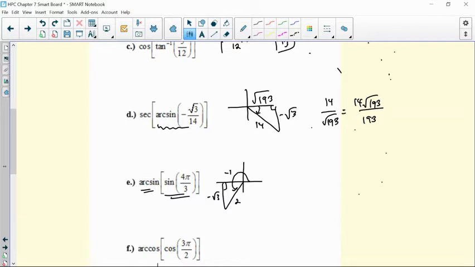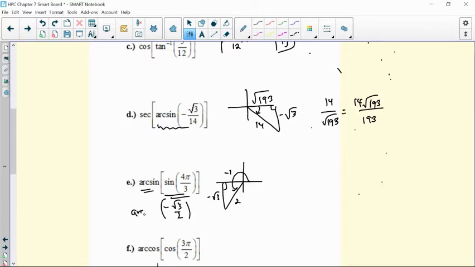So then now from that angle, do the inverse sine of that. Well, I'm sorry. Figure out what that ratio is. What is the sine ratio of 4 pi over 3? The sine of that would be negative root 3 over 2.